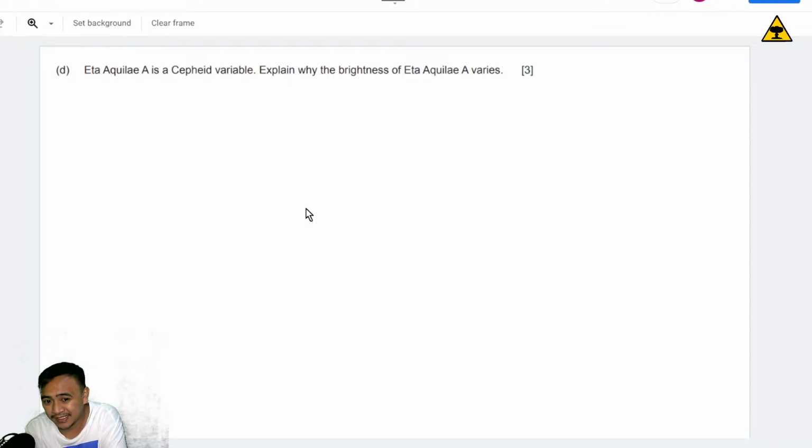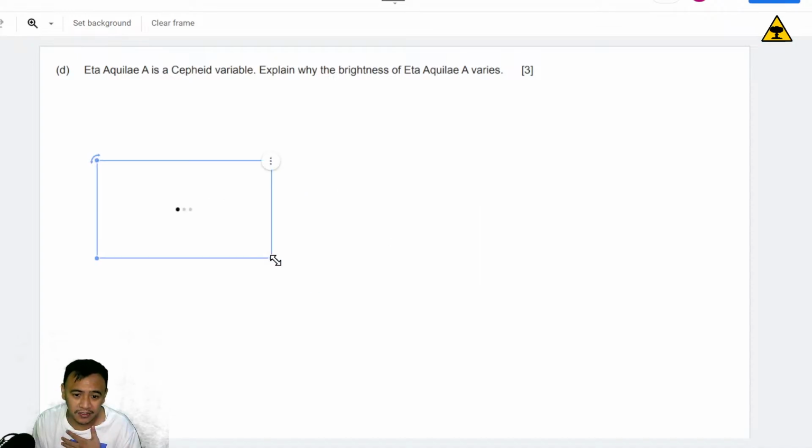Again, what's the key idea in Cepheid variables? Let's put an image here to help you remember. Okay, this is going to work. Use this diagram to help you with your answer.